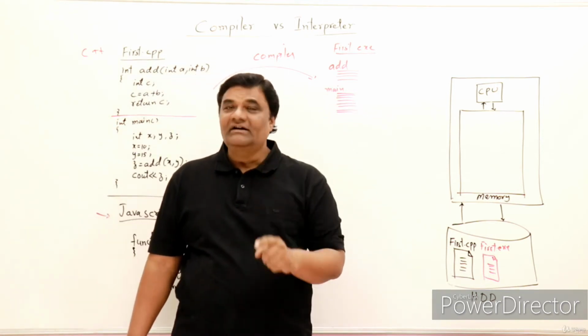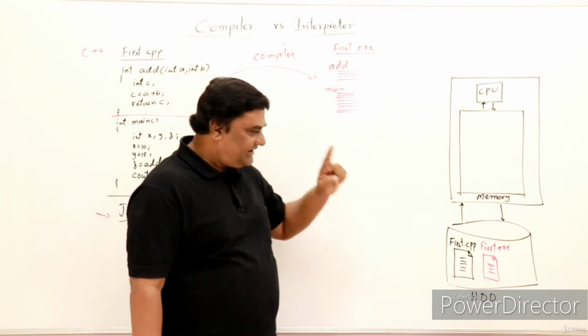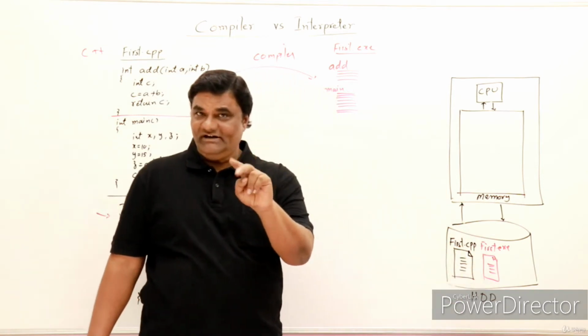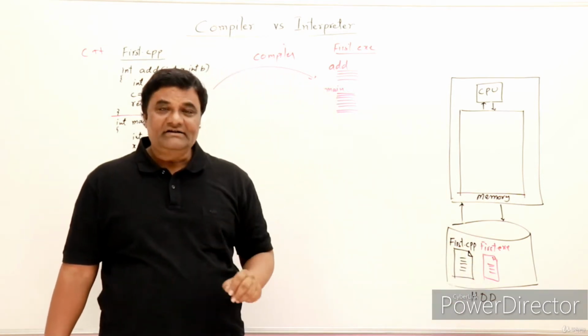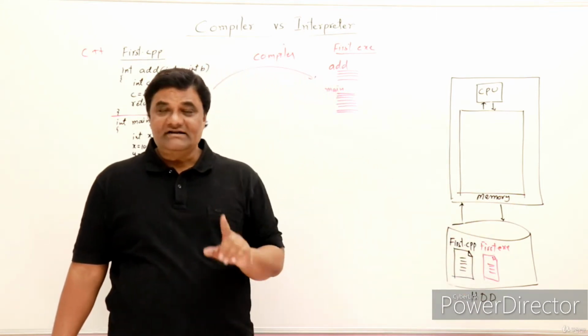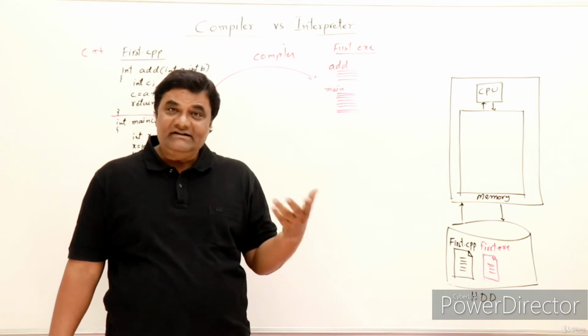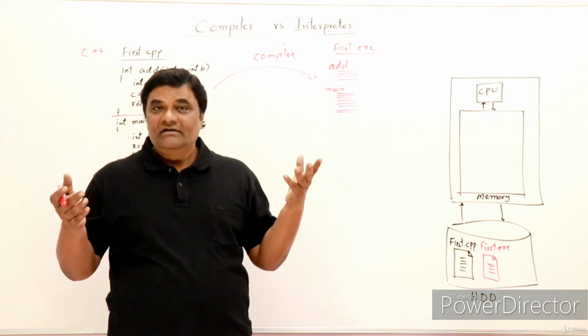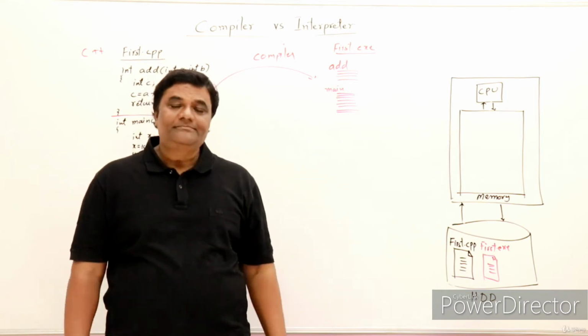This is the first point. And compiler generates a separate executable file. This is the second point. Then the third point is whenever you want to run the program, you don't need a compiler. Translation is done only once, and that's the reason you don't need any compiler when running the program.